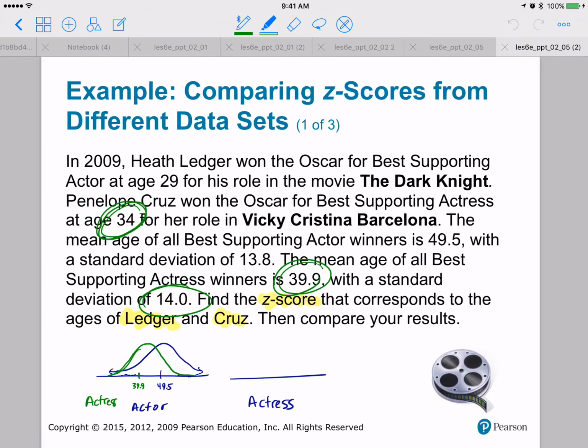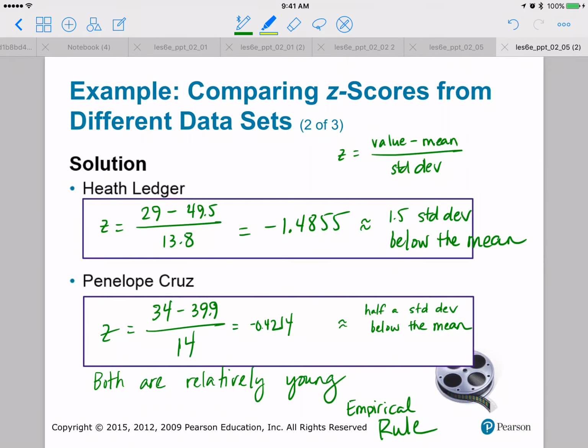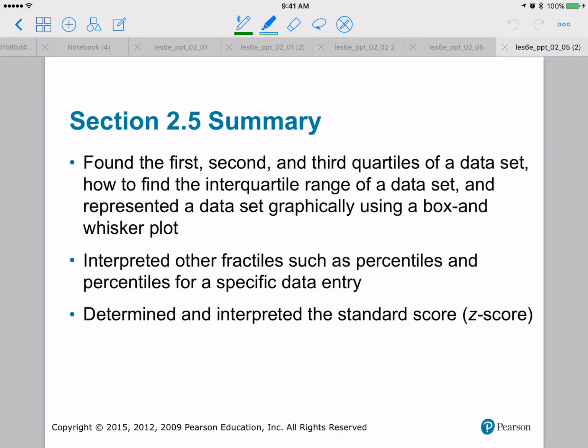Do you see what I'm saying? If you had an age where someone was 3 years old, that would be very extreme because there'd be many standard deviations below the mean, okay? So compared with other Best Supporting Actor winners, Heath Ledger was relatively younger, whereas the age of Penelope Cruz was only slightly lower than the average age of other Best Supporting Actress winners. Okay. All right. That's it. Thank you.